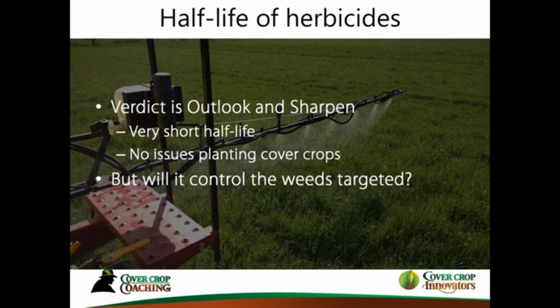But then again, Verdict may not control the target weeds that you're trying to control. So there have to be other options as well, and indeed there are. When you look at a herbicide label, sometimes you can look at the types of weeds that are listed that it controls, or the types of weeds that it lists as suppressing. Sometimes that can give you an indicator if it may or may not affect one of your cover crops.